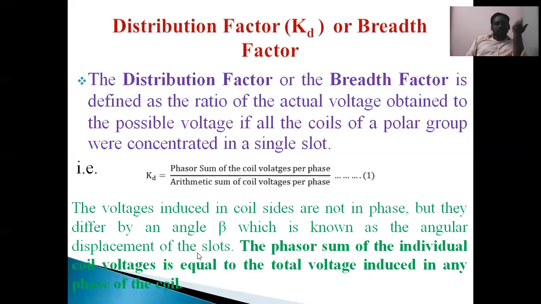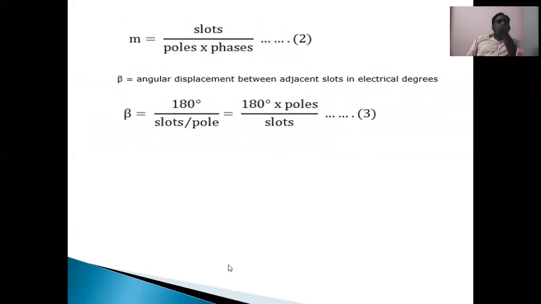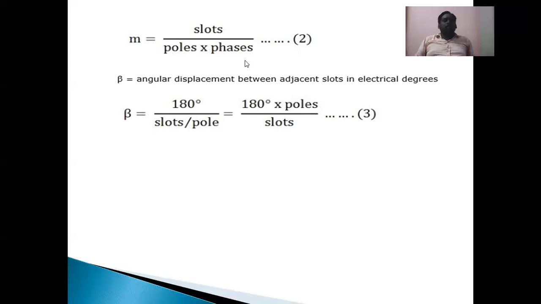Now see here. The phasor sum of the individual coil voltages is equal to the total voltage induced in any phase of the coil. Now let us first consider m. M represents the number of slots per pole per phase. That is why m is equal to the number of slots divided by the number of poles times the number of phases.